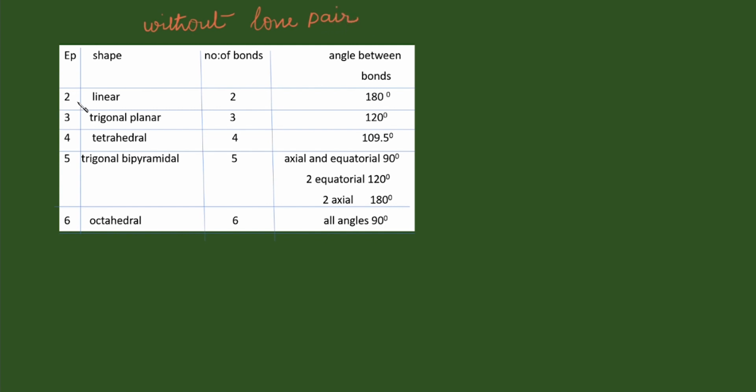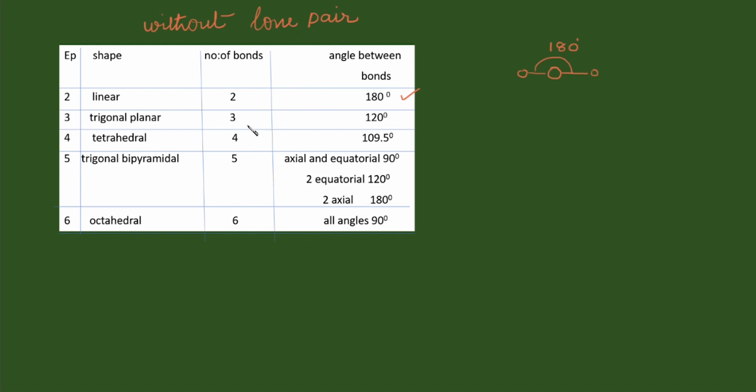If there are two electron pairs, then the number of bonds is equal to 2 and the shape is linear. The angle between the bonds is equal to 180. This is the central atom. These are the two atoms attached by single bond. The molecule is linear and the angle between these two bonds is 180 degrees. So that is discussed.